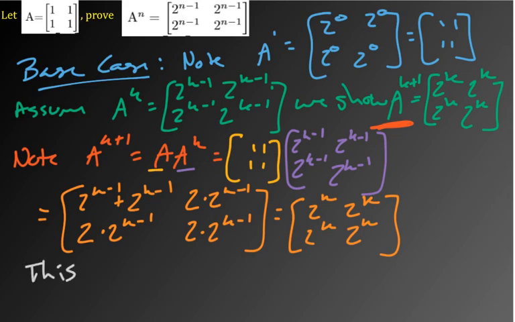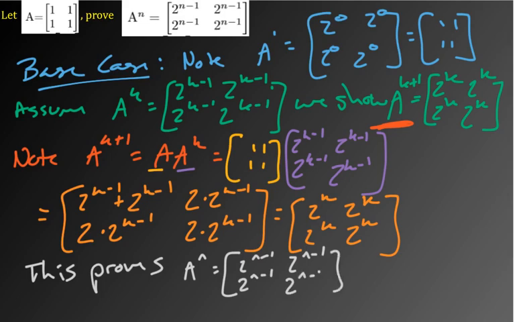this proves that A to the n equals 2 to the n minus 1 in every component or entry for all n in the naturals.